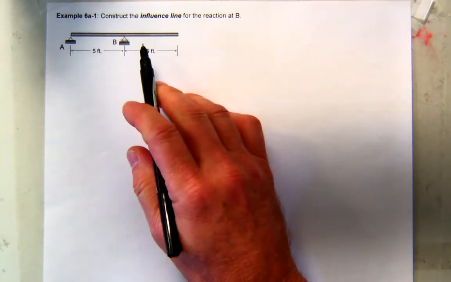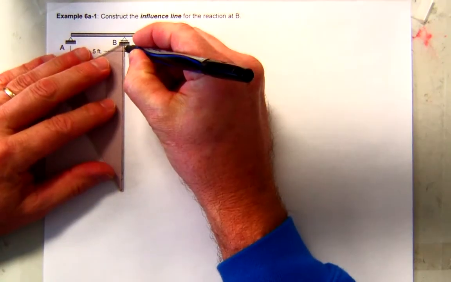All right, so let's look at this problem. I want to construct the influence line for the reaction at B. Do you want to use the tabular method or the equation method? I'm going to suggest the equation method for this. That's right. So let's go ahead and write on here.